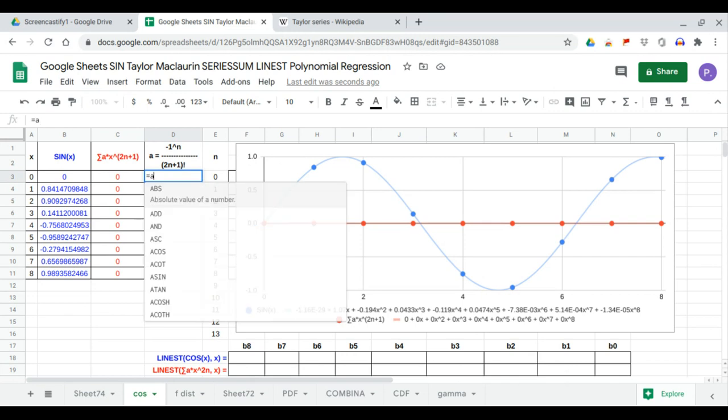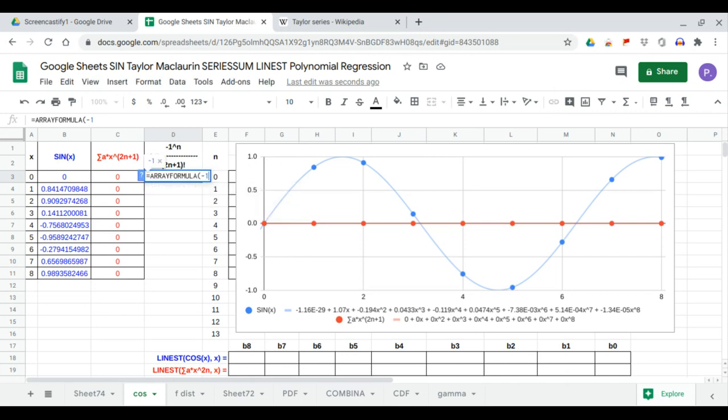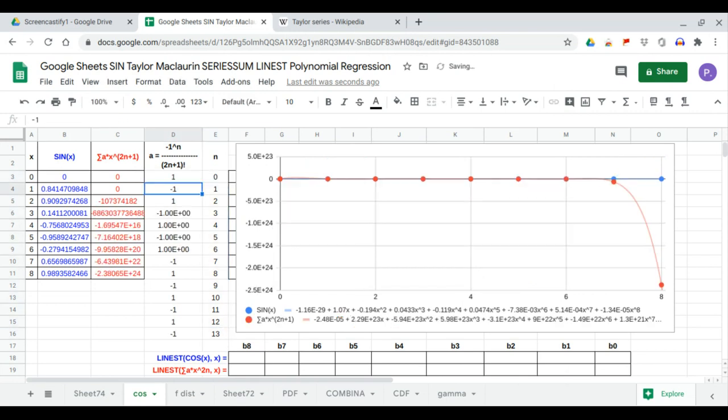So it is equal to array formula minus 1 to the power n. That's the numerator. Now we can continue with the denominator, which is factorial 2 times n plus 1. So let's factorial 2n plus 1. Enter.